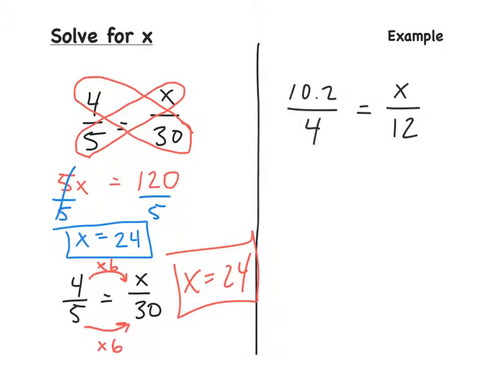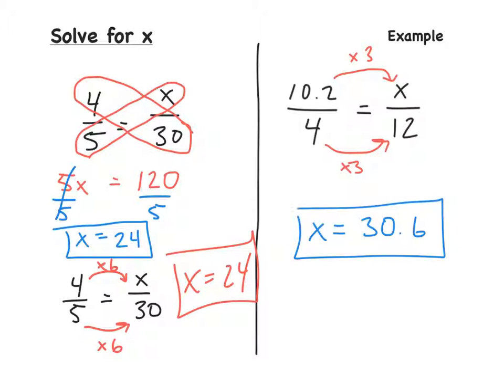Now, I know that some of you did the butterfly method because that's the way you feel comfortable. That's perfectly fine with me. But the way that I see it, I know that 4 times 3 is 12. Since I know that these are proportional, I have to multiply the numerator also by 3. So now I just have 10 and 2/10 times 3 to get x. So 10 and 2/10 times 3 is equal to 30 and 6/10. Thus, x is equal to 30 and 6/10.